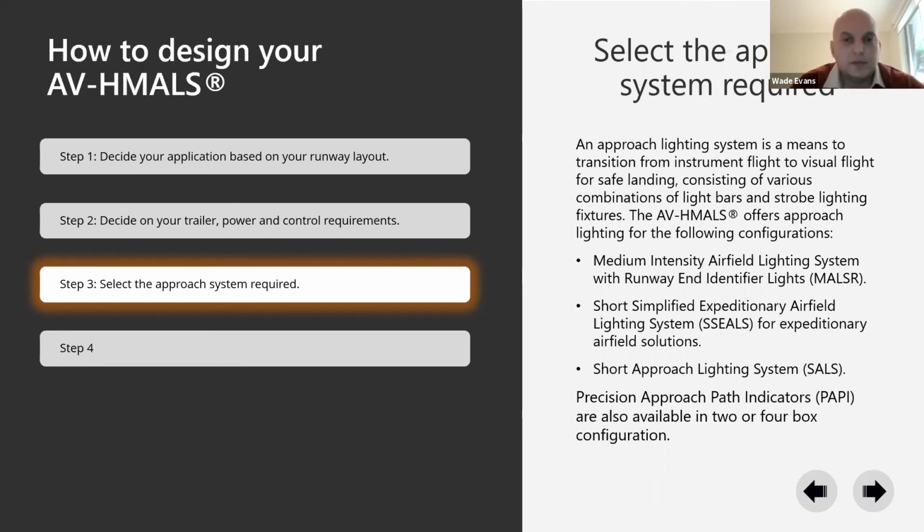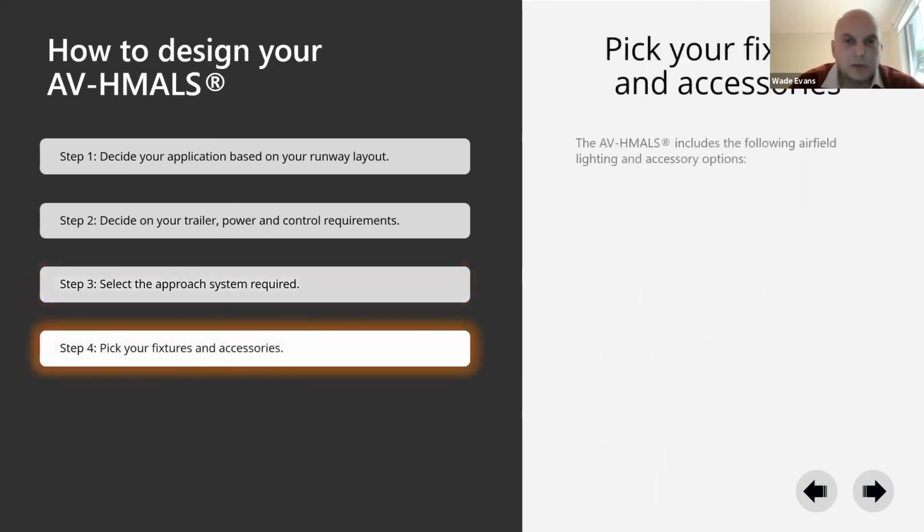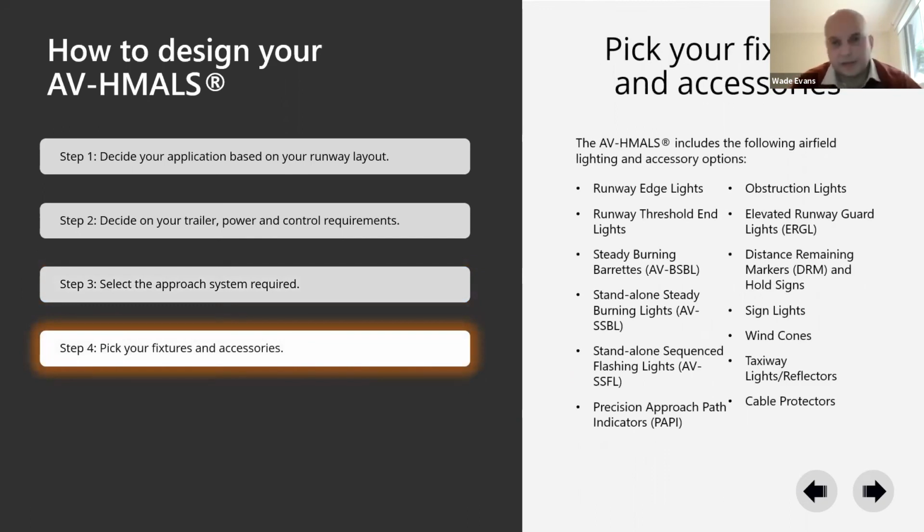After you've selected approach, you then move on to actually select the individual fixtures that you want to utilize in the application. That could be a range of edge lights, obstruction lights, threshold lights, and depending on what you've defined in the previous steps, power, the trailer, the control requirements, you'll be pushed towards different types of fixtures that suit that application. It might be an AV-well, might be an AV-426, maybe an AV-70, and then the accessories that go along to support that. And then on top of that, depending on what approach system you've selected, will also dictate the kind of products that you'd be selecting from in terms of the individual approach lights as well. So that's a bit of a high level overview of the steps you work through to get to the solution for the HMALS product.